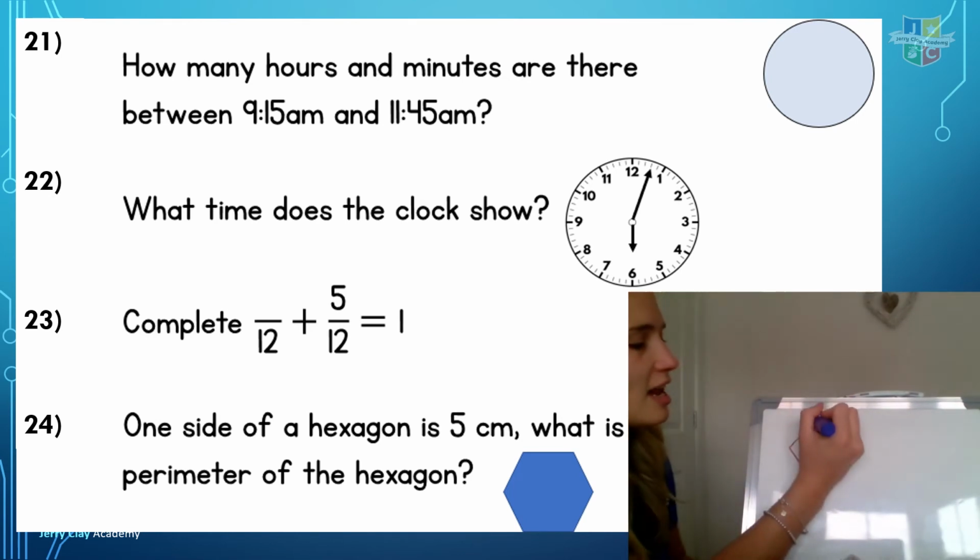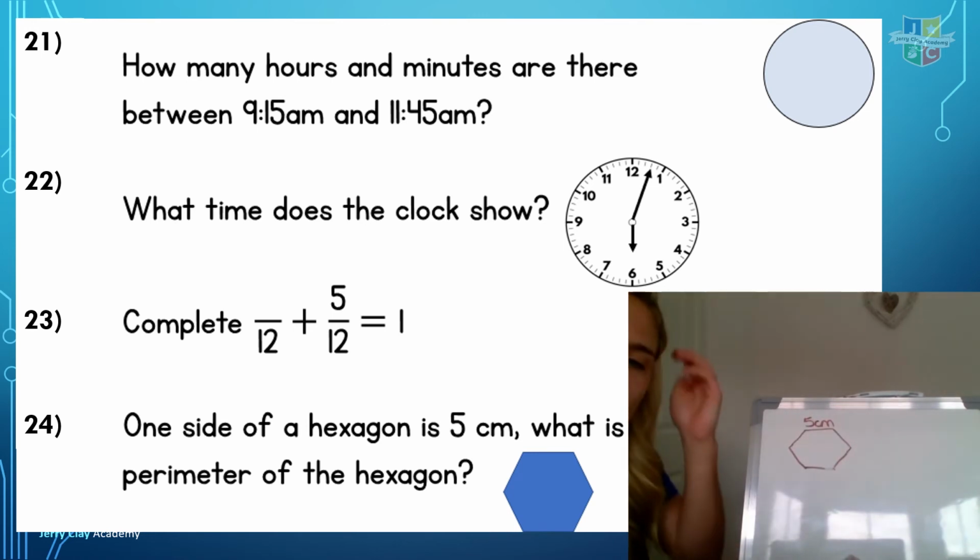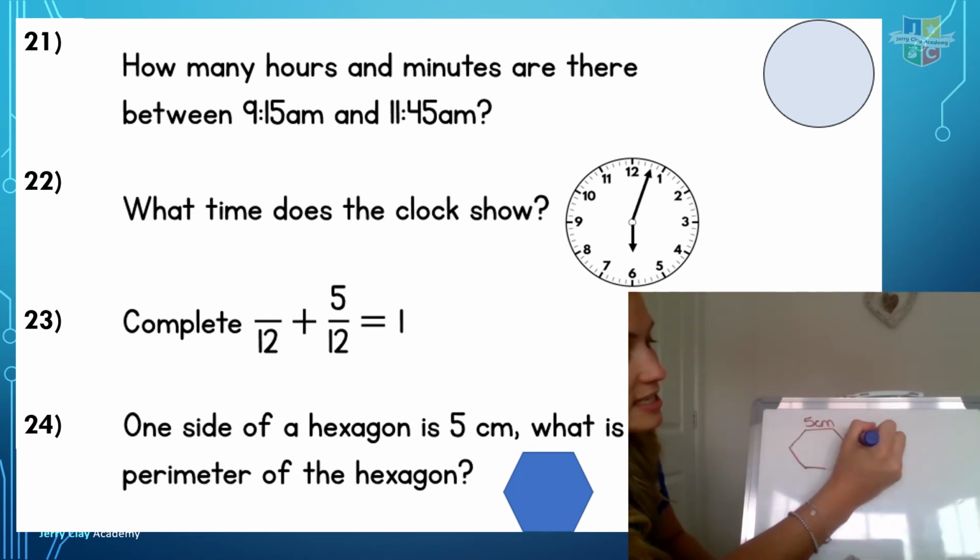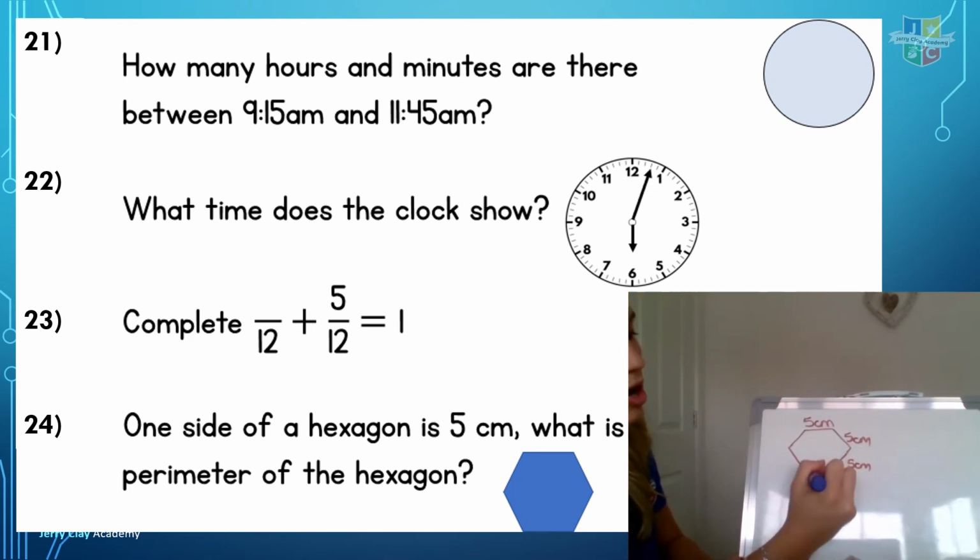Finally, we've got a hexagon and it says one side is 5 centimetres. Now a hexagon, a regular one, all the sides would be the same length. So I know every single side would be 5 centimetres long.